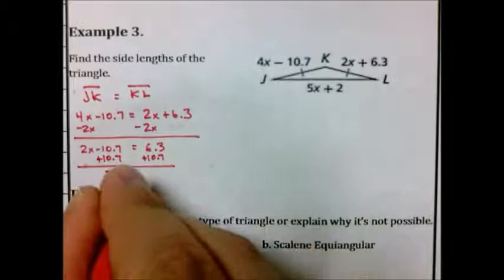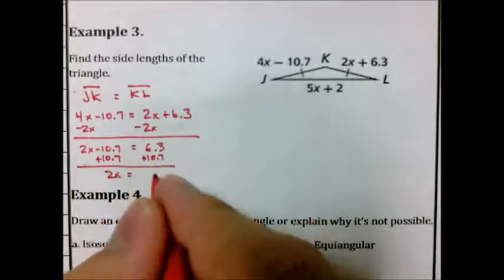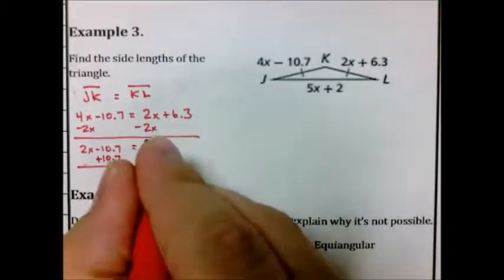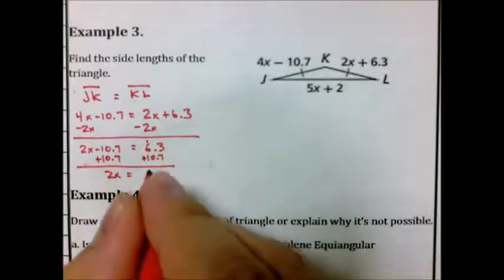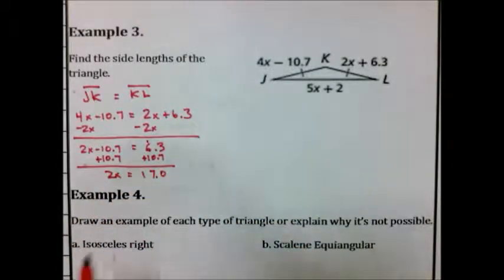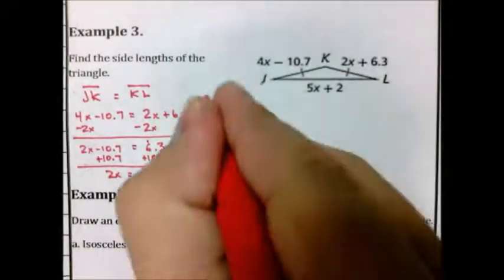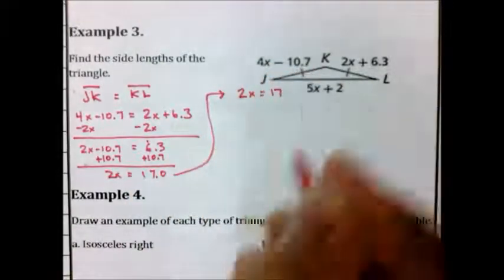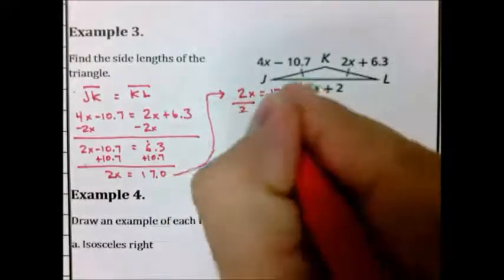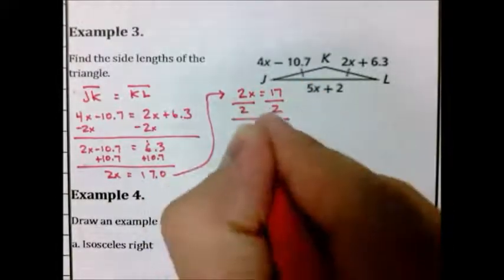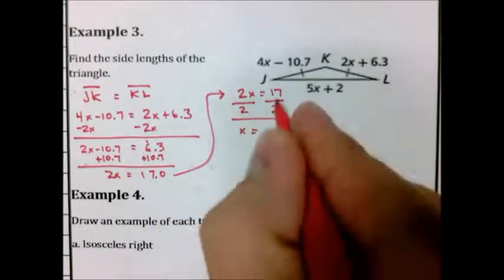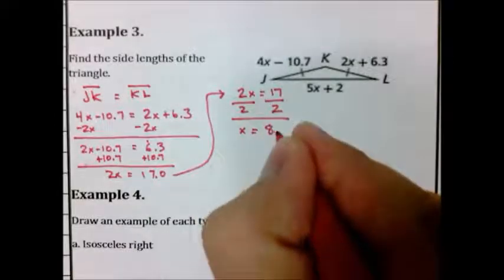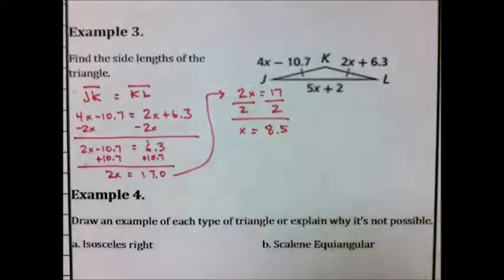We end up getting 2x is equal to 17. Okay, so I'm going to rewrite this now up over here because I'm running out of room. We have 2x equals 17. I have to divide by 2 on both sides to get x by itself, and I end up seeing x is equal to 8.5, since 2 goes into 17 eight and a half times.